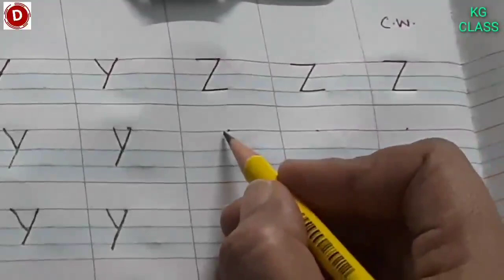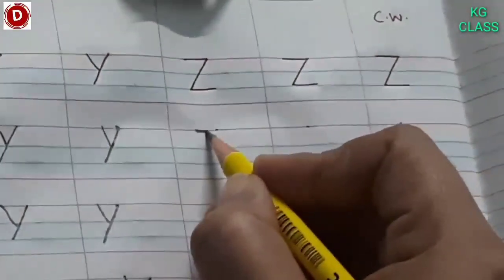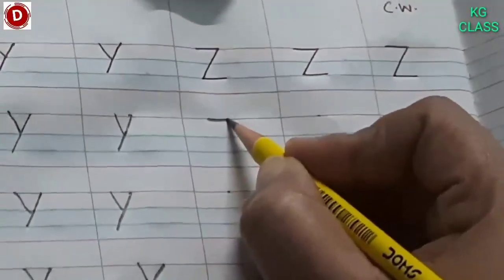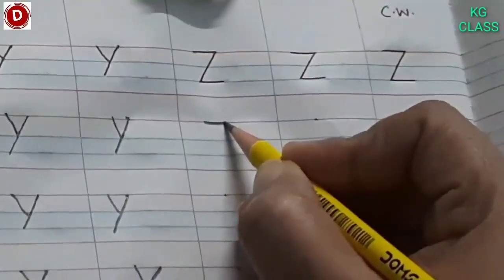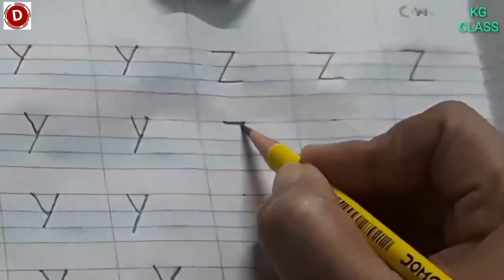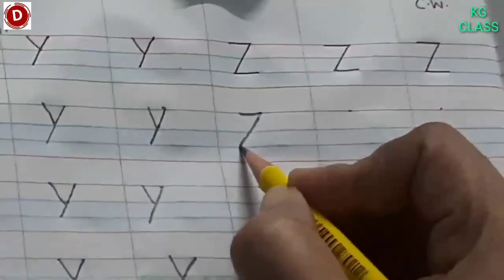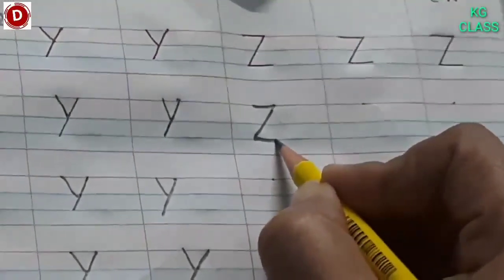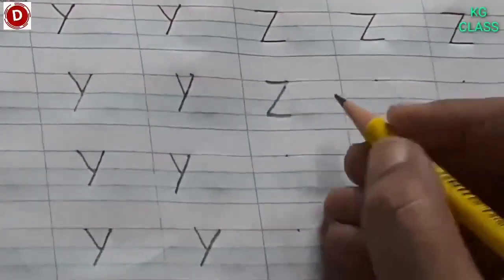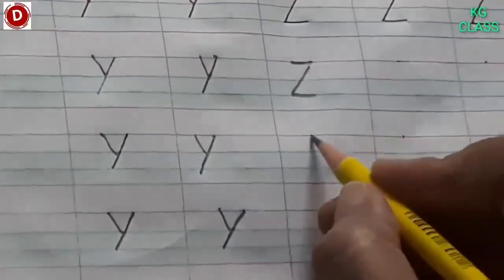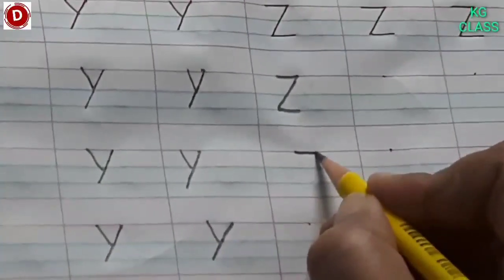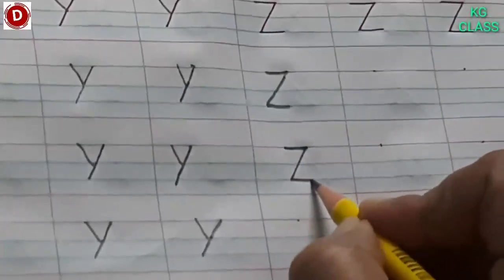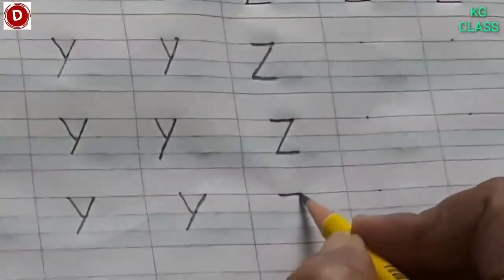Alright, now how will you write Z? First you have to make a sleeping line like this, and then where you finish you have to make a slanting line from that point, and then again a sleeping line like this. And you have to remove your hand only after writing the whole letter, okay? Capital Z. Sleeping line, slanting line, and again a sleeping line like this. Sleeping line, slanting line, sleeping line.